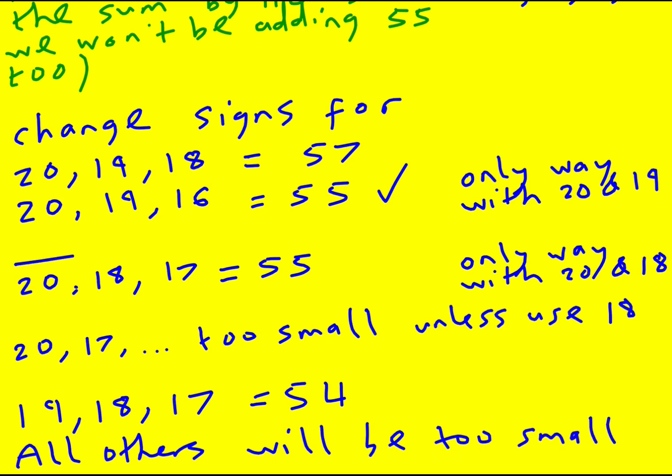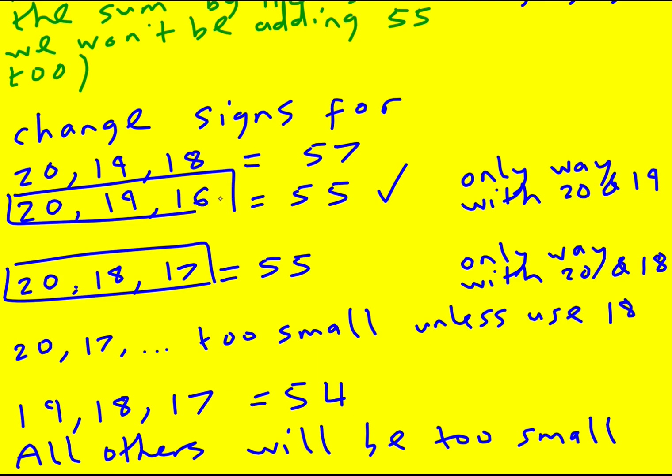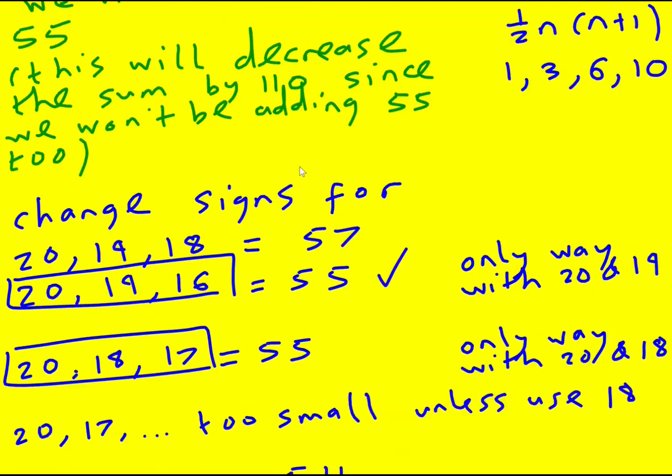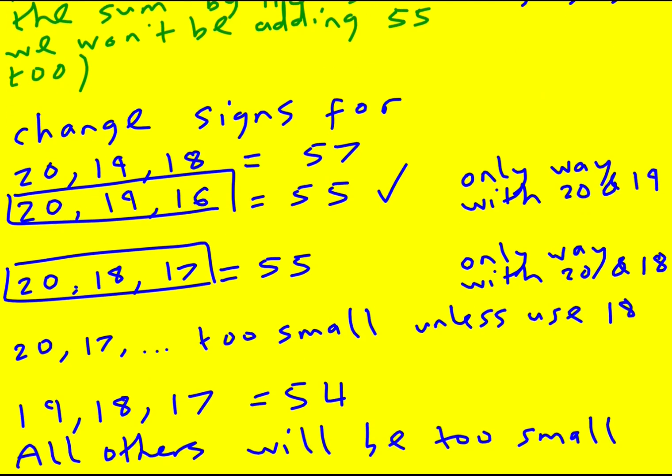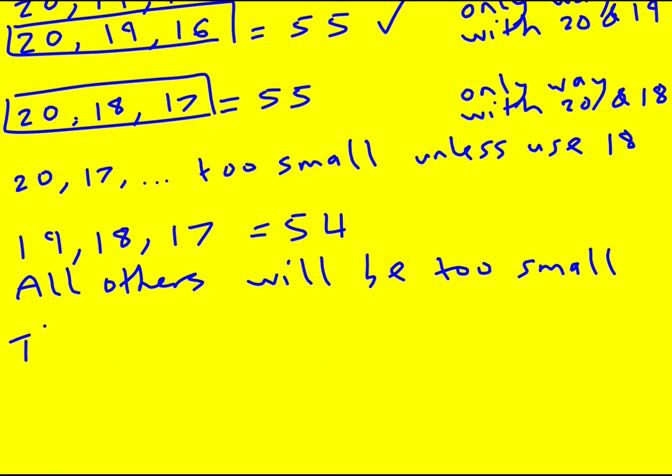So we've got these two options, 20, 18, and 17, and 20, 19, and 16. Those ones, if we change the sign, then we will manage to get 100. So overall, there are two ways. Neat.